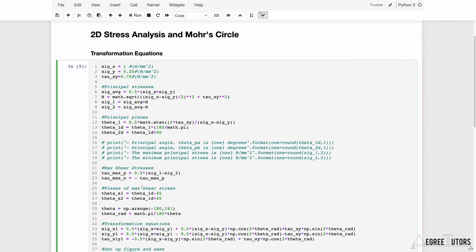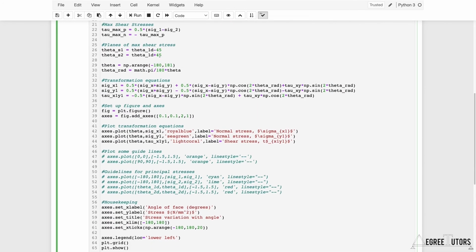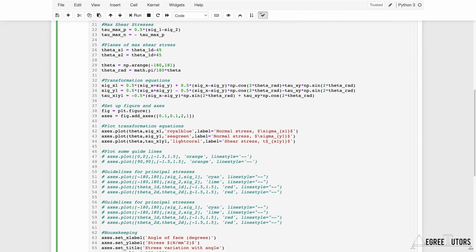Right, now let's go and plot ourselves a few lines just to visualize those positions on our graph. So now what can I copy here? I'm going to copy all this, come down here, and uncomment this. I'm going to change this to guidelines for max shear stress. This is my horizontal line, so I'm going to plot tau max p, so these are the y coordinates. The x coordinates span from the left hand side of the plot, minus 180, over to the right hand side, plus 180. Let's plot these one at a time.